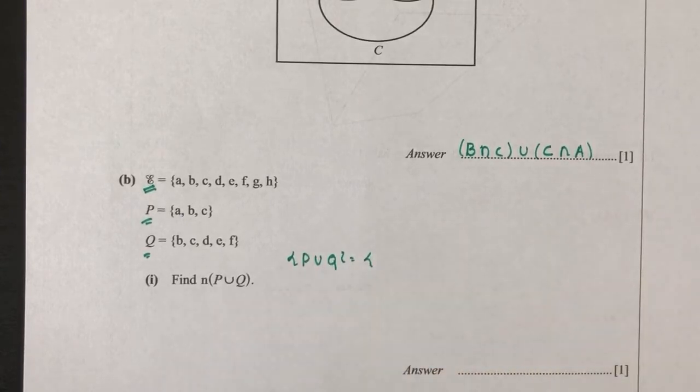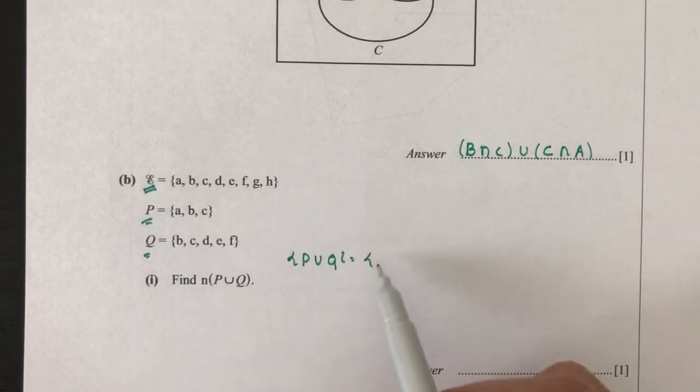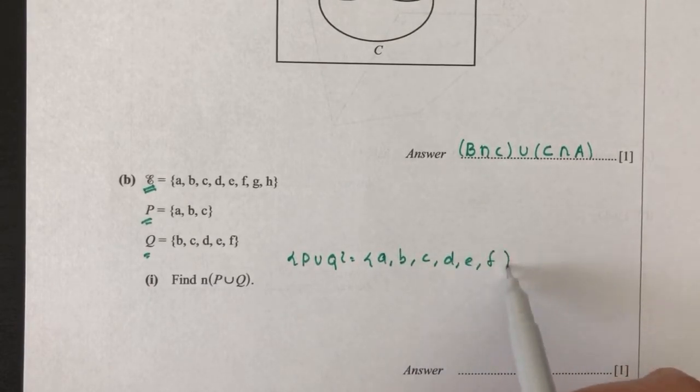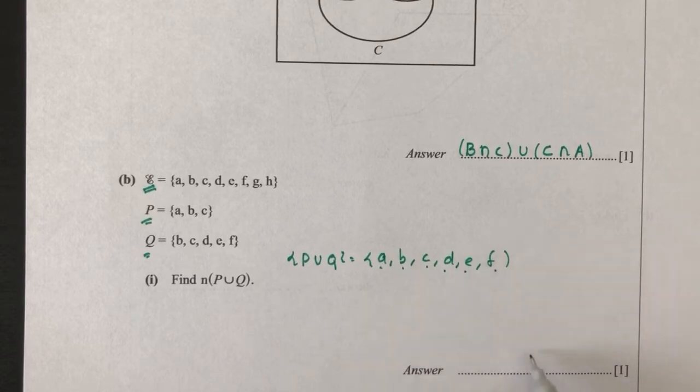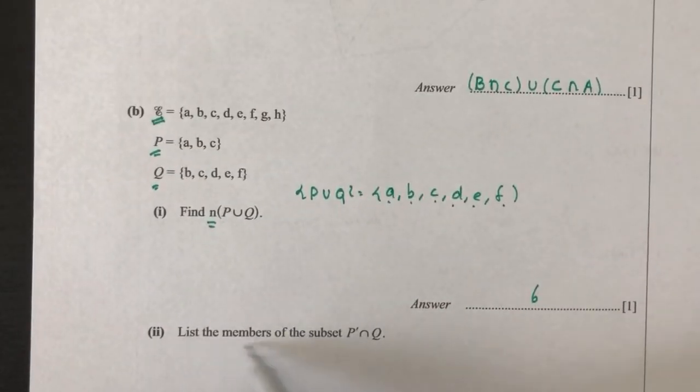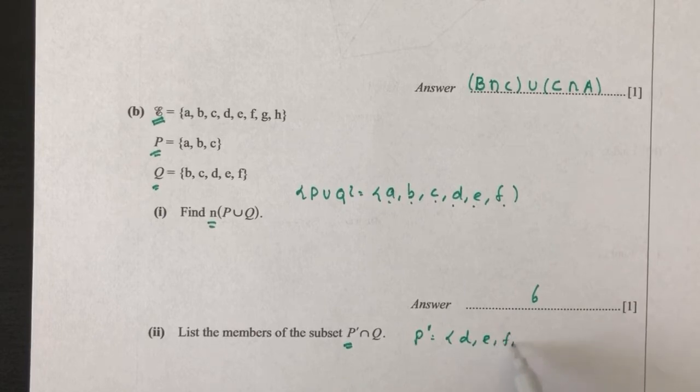It will be equal to A, we have B, we have C, D, E, and F. That will be 1, 2, 3, 4, 5, 6. So it will be 6. Now for the last one, list the members of P dash intersection Q. So let's first find what is in P dash. P dash, which is everything not in P, it is D, E, F, G, and H. And what is Q? Q is B, C, D, E, F.